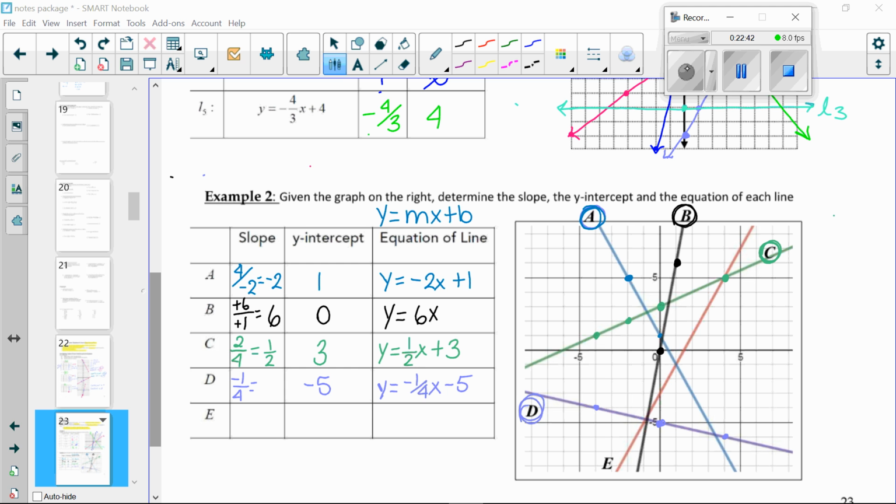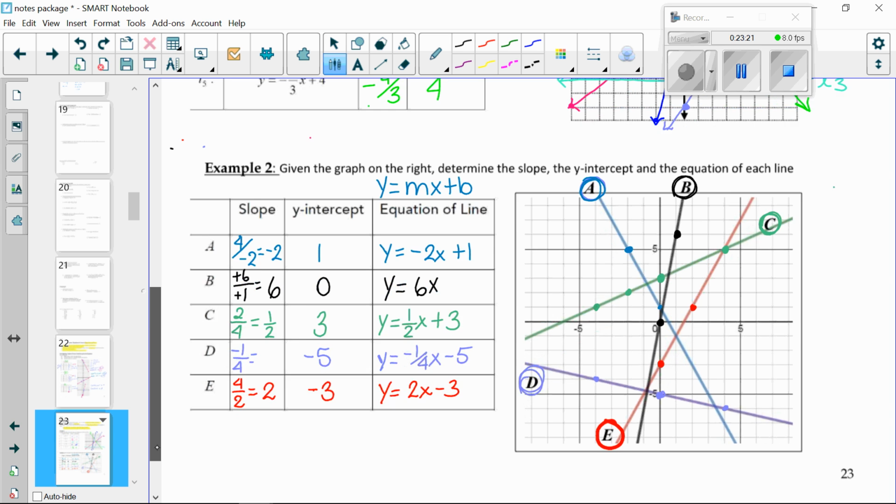All right, and then the last one is E, and that one is in red. Okay. So again, just like always, plot your y-intercept. My y-intercept is at negative 3. Then find another point, and then count. 1, 2, 3, 4. I'm going up 4. Over 2. Always simplify it. I have a positive 2 slope. My equation is y equals 2x minus 3.